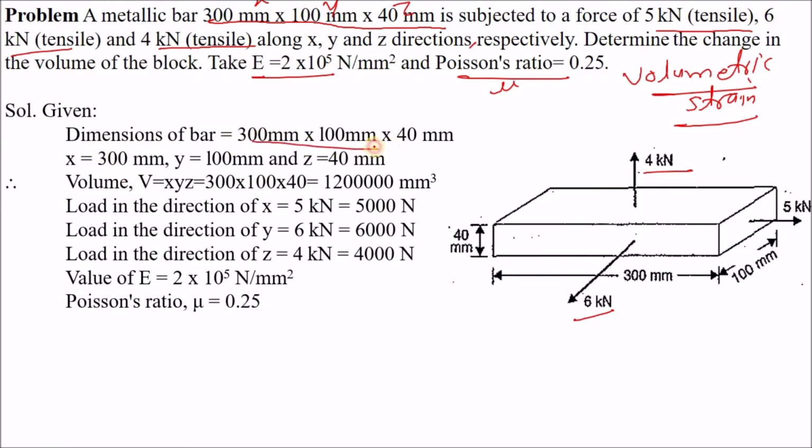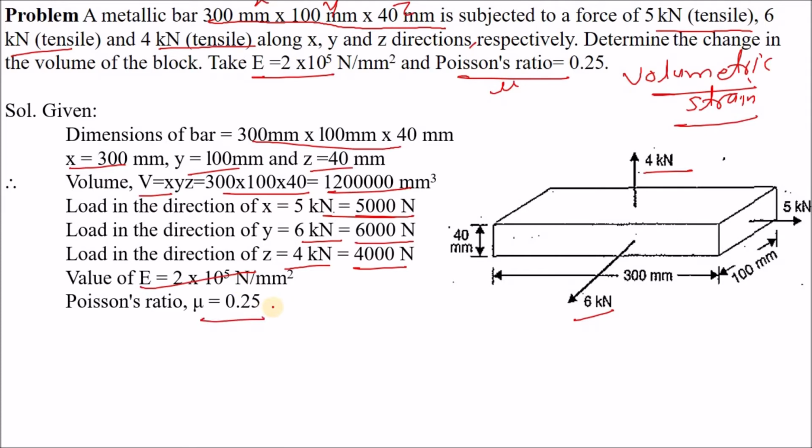Dimensions of the bar, x, y, z. Volume equal to x into y into z. We got the volume. The load in the x axis is given in kilonewton, so first convert to newton. In the y direction 6 kilonewton, so 6000 newton. In the z direction 4 kilonewton, 4000 newton. The E value, Young's modulus, and the mu value are all given.